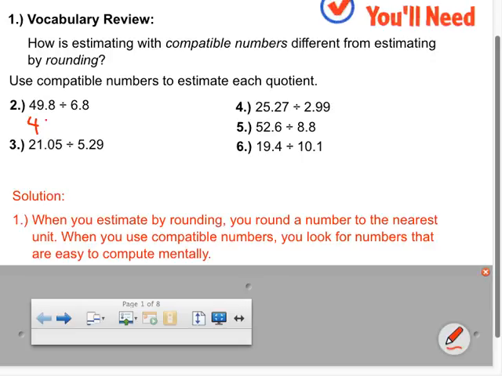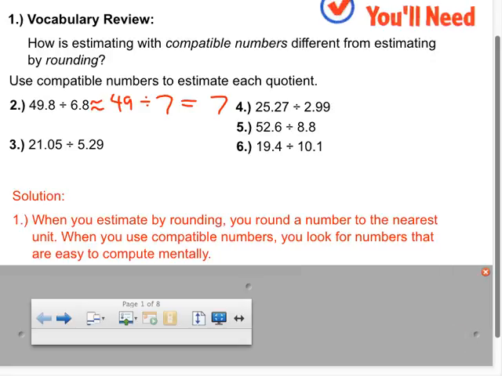So 49 divided by 7, we'll keep that. What does that equal? Go ahead, Jabari. Equals 7. So do you guys remember doing this? Compatible numbers? And so do you guys remember the squiggly lines? That means it's about equal to. It's not exact. That's approximately equal to.